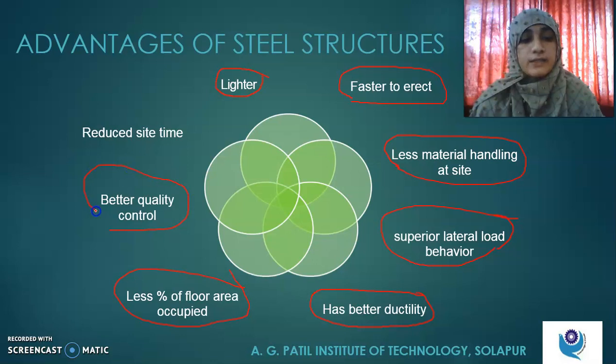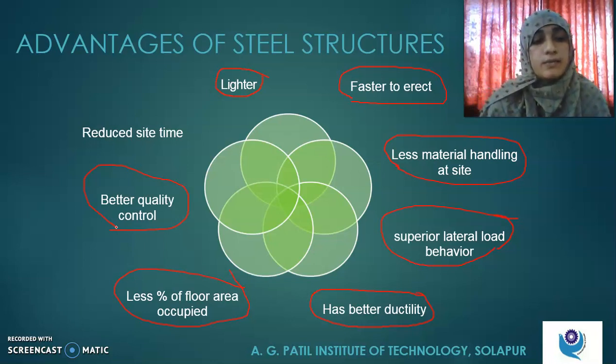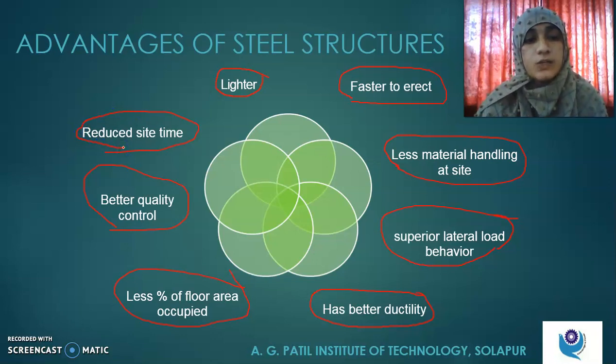Next advantage is better quality control. Better quality control means basically steel is a factory product, so the quality is maintained in a better way. The next advantage is reduced site time. It reduces the time as compared to other structures. These are some advantages of steel structure.